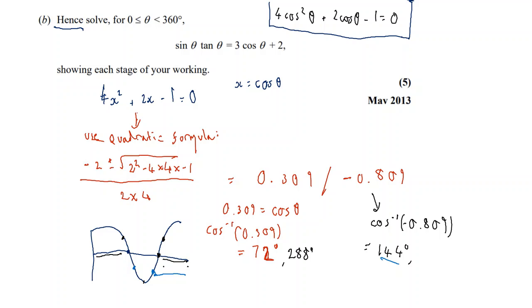which is 216 degrees. And then finally, just to conclude my work and make it super clear to an examiner, I would rewrite out all my answers, probably in ascending order. So I'd get 72, 144, 216, and 288 degrees. Okay, and that's the final part of that question.